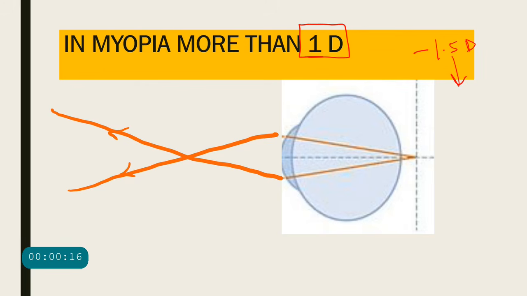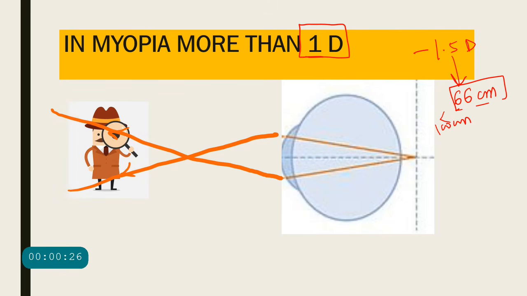So where will the image be formed now? The image or the rays will actually get converged at about 66 centimeters, which is very less than 1 meter, that is 100 centimeters. Okay, but where is the doctor sitting? The doctor is actually sitting at 1 meter, right? So what is he looking at? He's looking at the rays of light which have already converged at 66 centimeters.